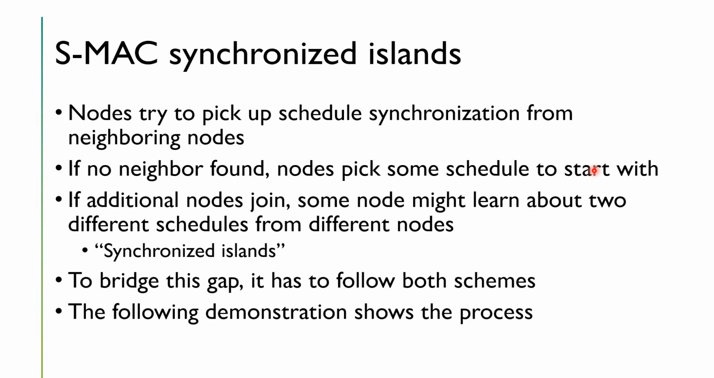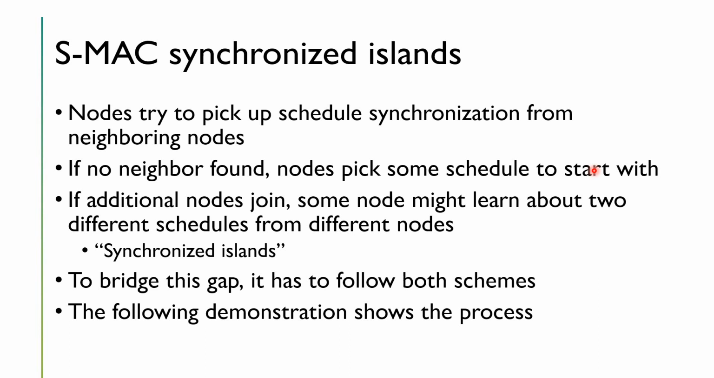Okay, so some node might learn about 2 different schedules from different nodes. So at that time what will happen? Synchronized islands will be formed because they have to synchronize with multiple nodes. Okay, so what does synchronized islands mean? We'll see that later on. So to bridge this gap, it has to follow the schedules of both the neighboring nodes. Okay, so in this scenario actually that node has to use more energy compared to the other nodes.